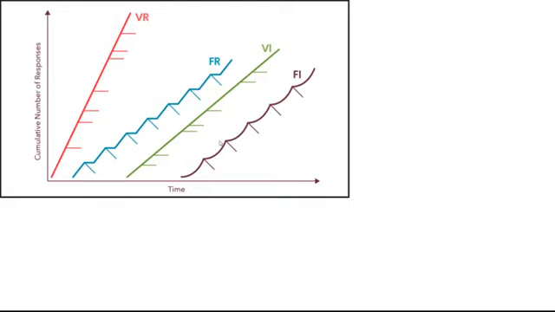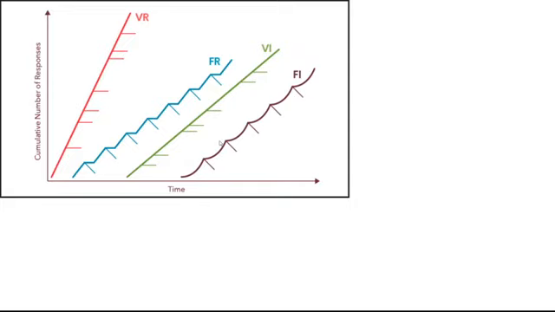And because getting reinforcement is tied specifically to the number of lever presses, because it's a ratio, they're going to be motivated to keep pressing that lever as much as possible. So our variable ratio schedule is going to have the steepest slope of all of our options, because the faster they press that lever, the more food they're going to get. So we see our nice straight slope, and it's a very steep slope.